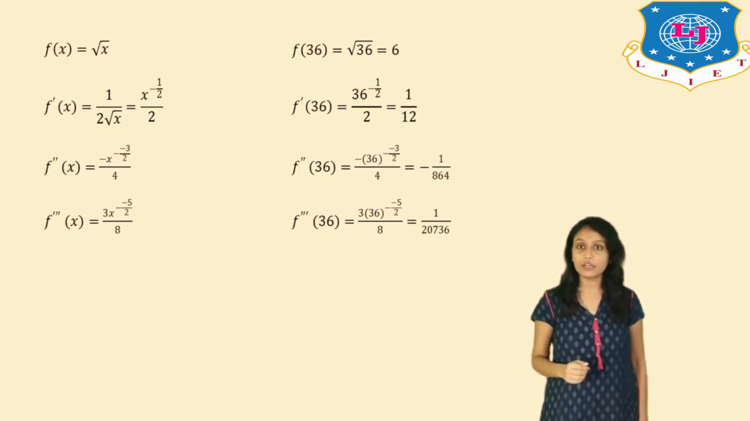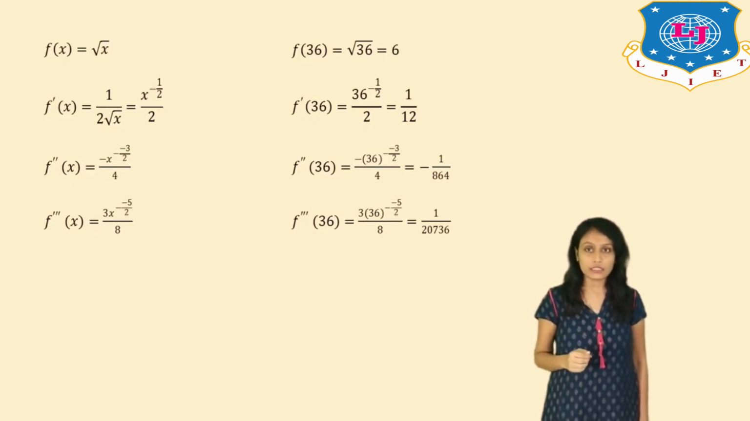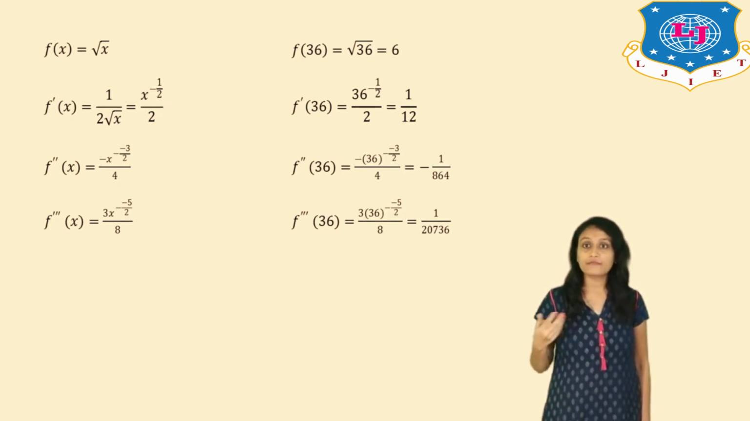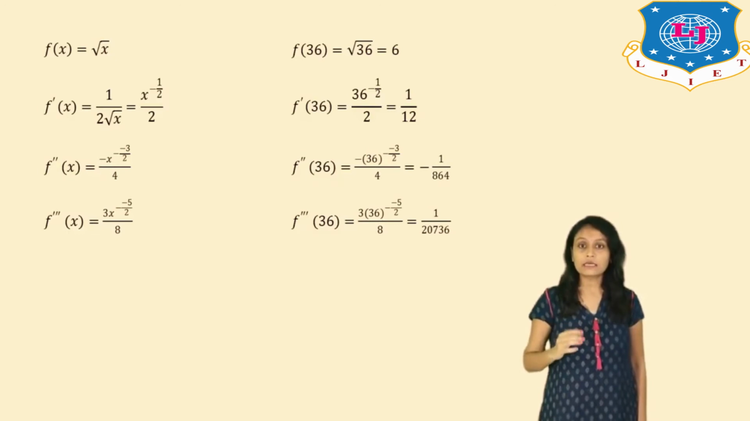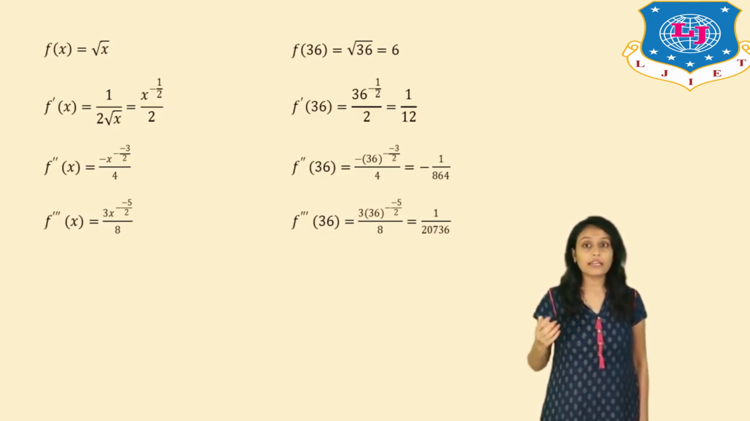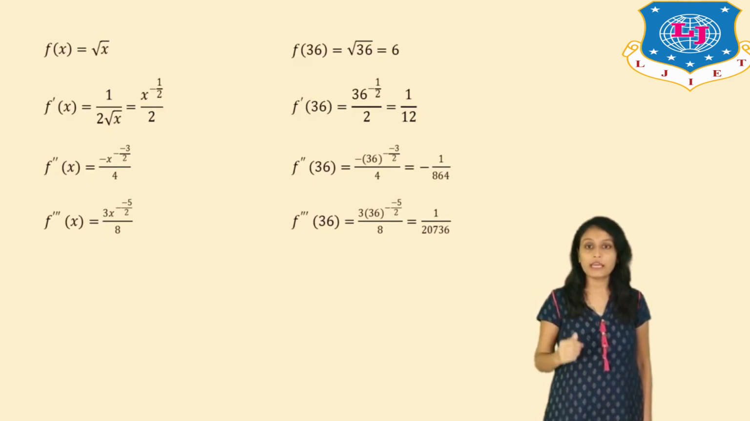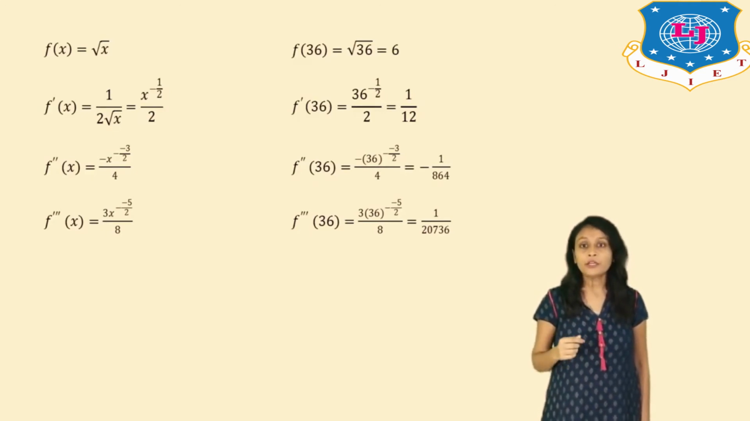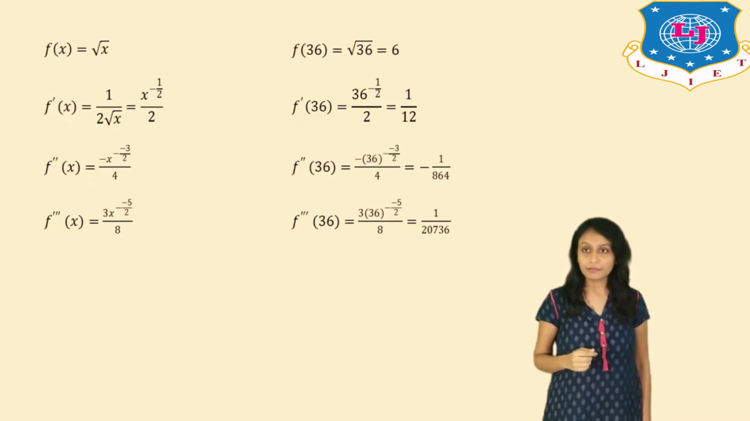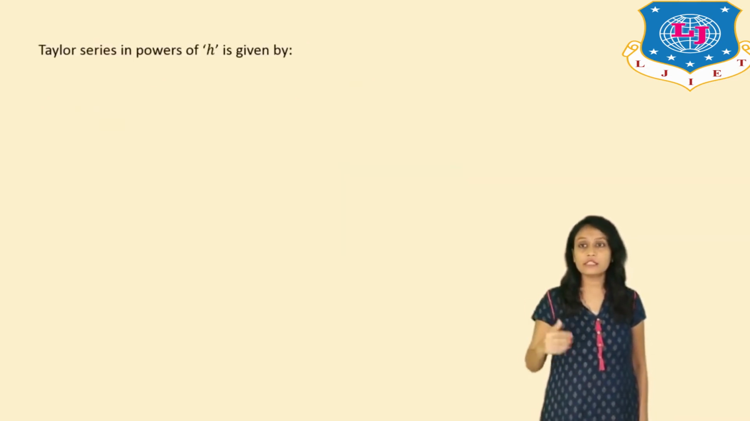So firstly f of 36, that is under root 36, so the answer is 6. Then f dash of 36: in place of x substitute 36, simplify, and you will get the answer 1 upon 12. Then f double dash of 36 will be minus 1 upon 864, and f triple dash of 36 will be 1 upon 20736. Okay, and so on we will solve.